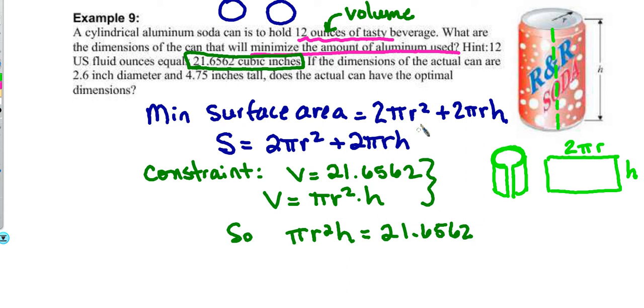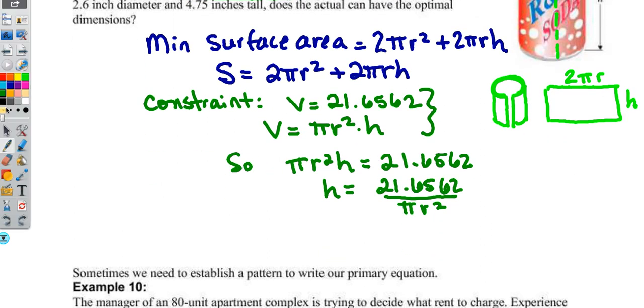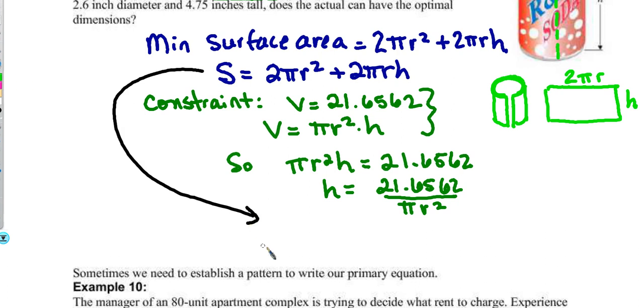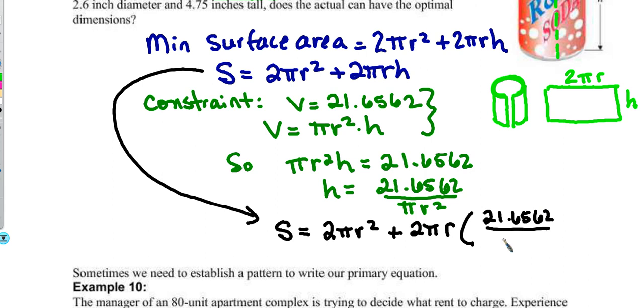Now you have a choice. You can solve for r squared, but then you have an r over here. I don't really want to solve for r and substitute in two places. I would solve for h and make the substitution. So h is going to be 21.6562 divided by pi r squared. So that's what I'm going to use for my substitution. So my primary equation is going to become S equal to 2 pi r squared plus, when I do my 2 pi r times my h, 21.6562 over pi r squared, I am going to simplify it.